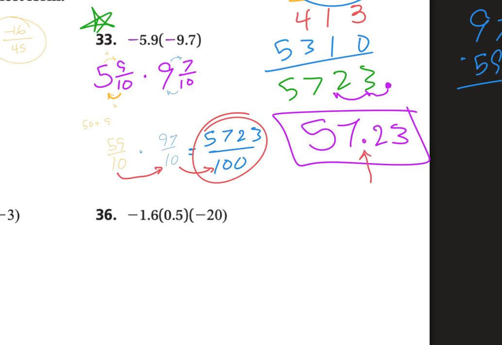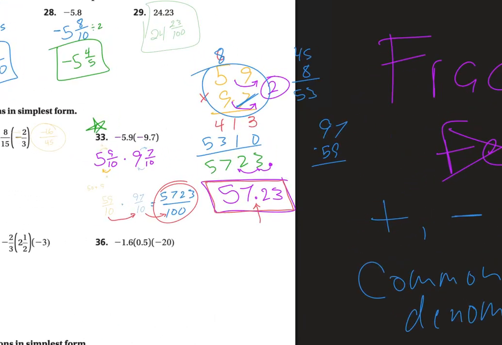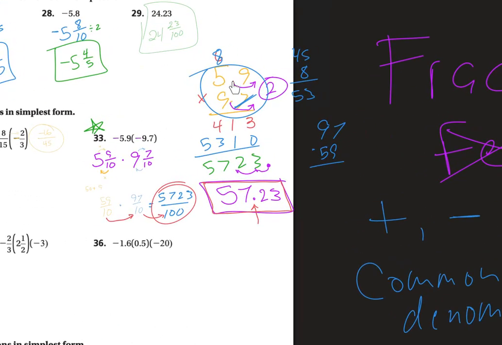It moves the decimal place twice, and we end up getting this. And you might be thinking to yourself, well, this was so much easier. It took us so much less time. Well, it took us less time because we already knew what 59 times 97 was. It was 5,723, right? This is our answer for number 33.